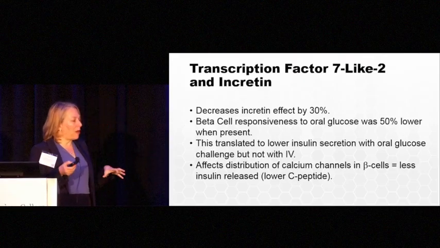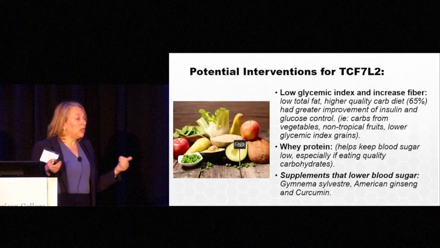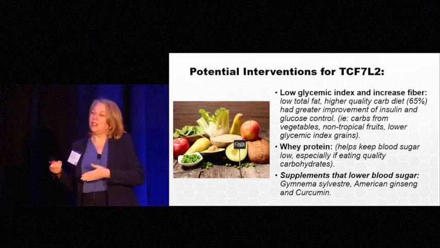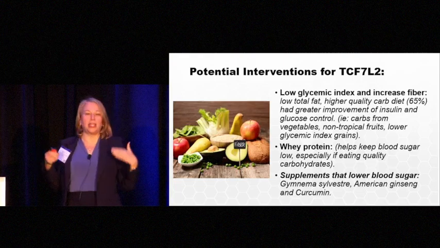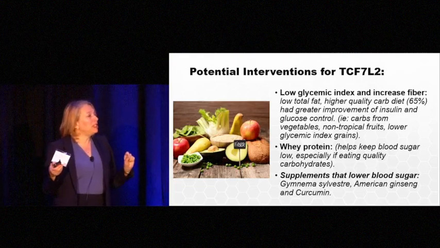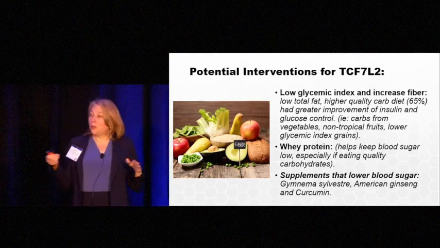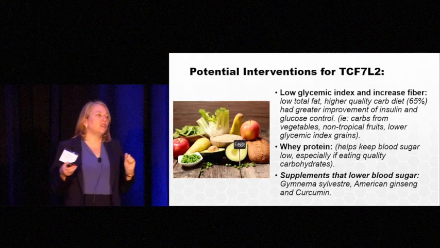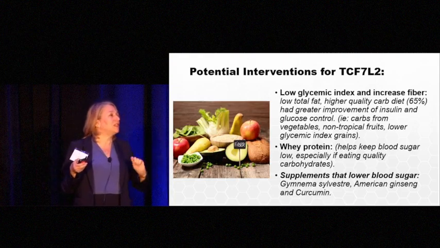So what can you do about that? Well, a low glycemic index diet would be the first thing, because then they don't need as much insulin. A diet that's high in fiber, high in low glycemic index foods. Whey protein. So whey protein is different than pea protein. Both proteins, all proteins, will help keep the blood sugar low. Whey protein has an additional effect of causing increased insulin release.